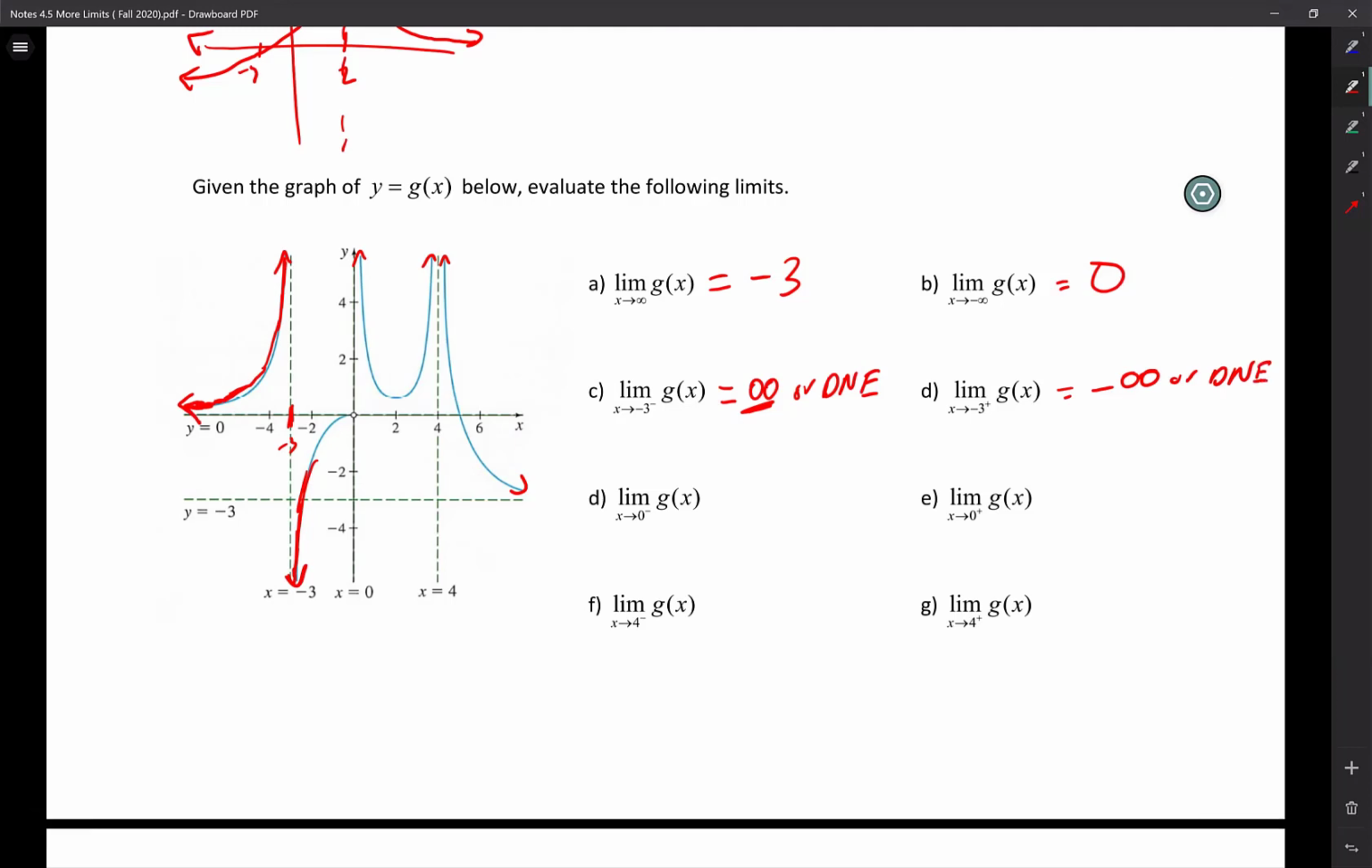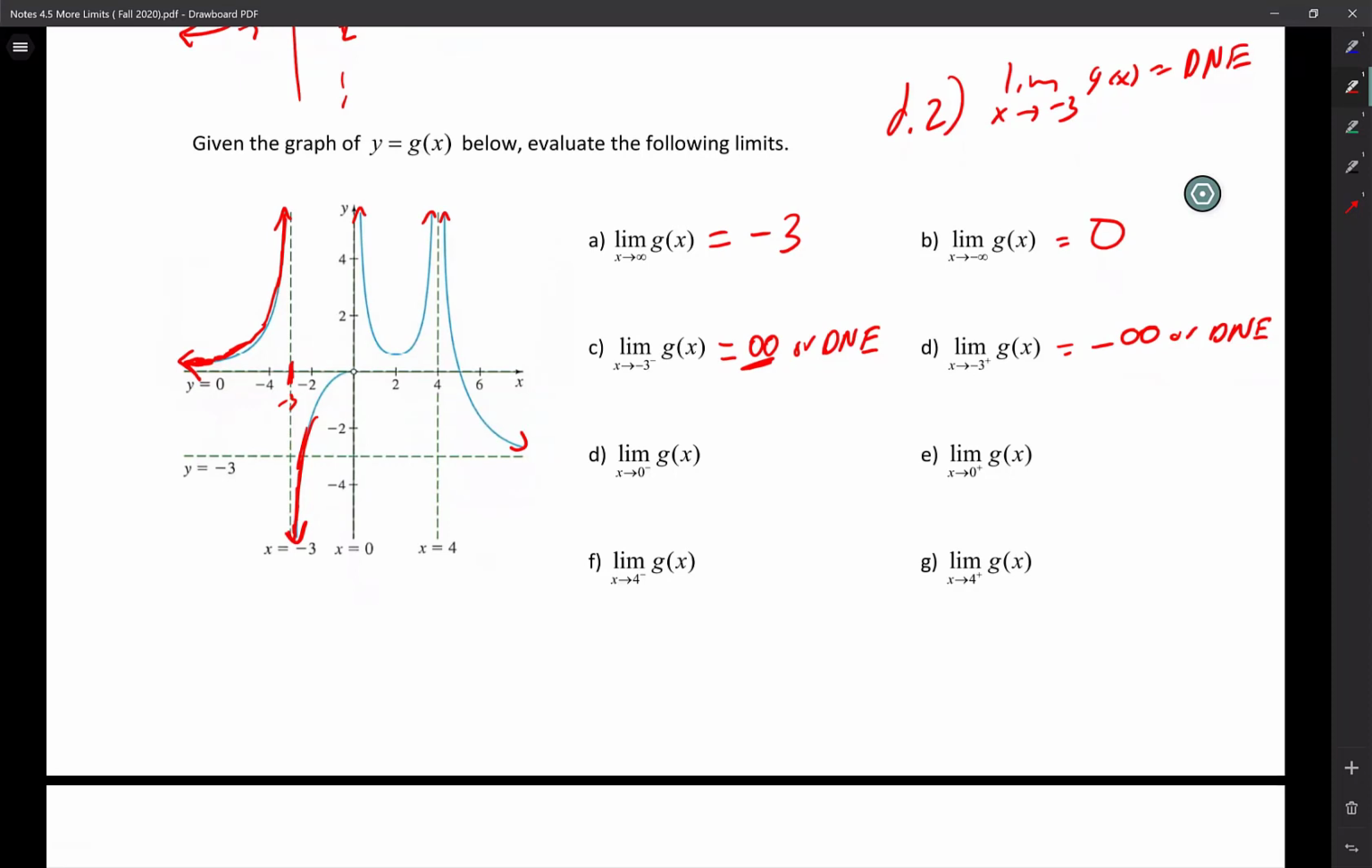But if we have letter D.2 for the second version of D, and they said limit as x approaches -3 of g of x, well, the behavior on one side is positive infinity, the behavior on the other side is -infinity. So the best answer for that one is does not exist, because I have two different behaviors.